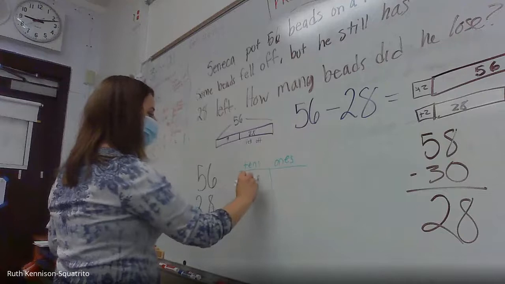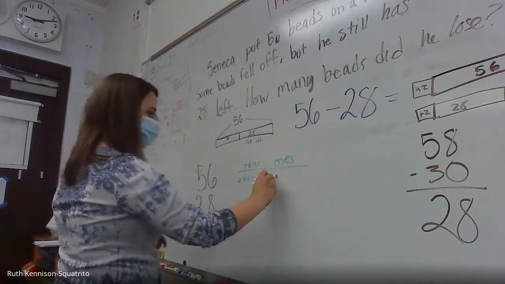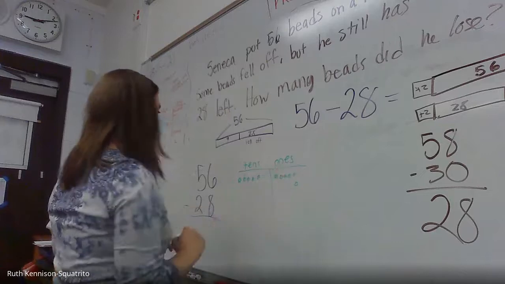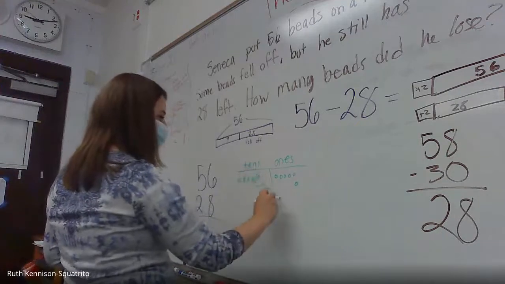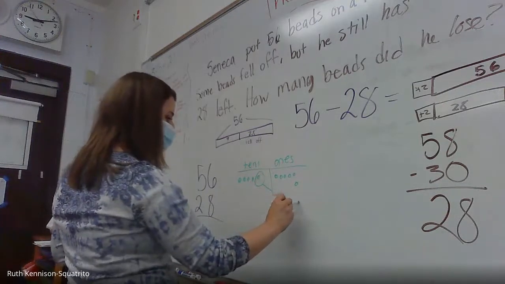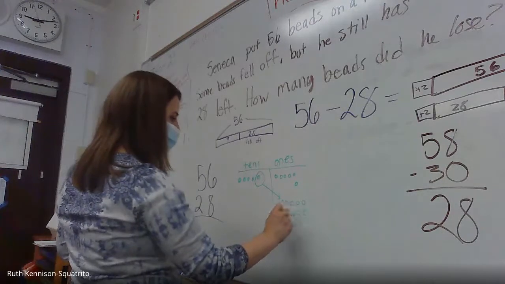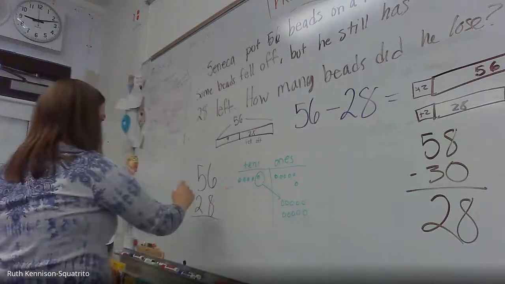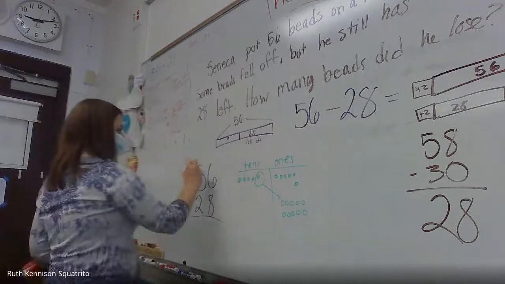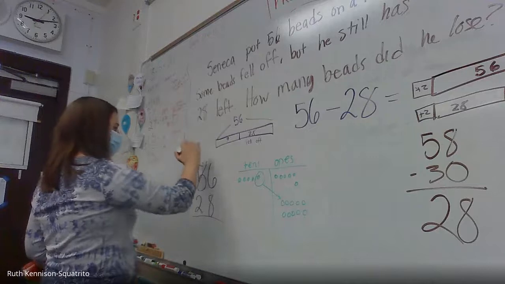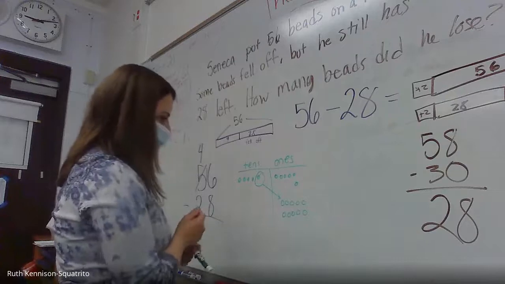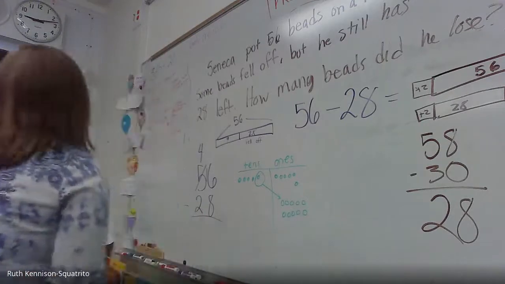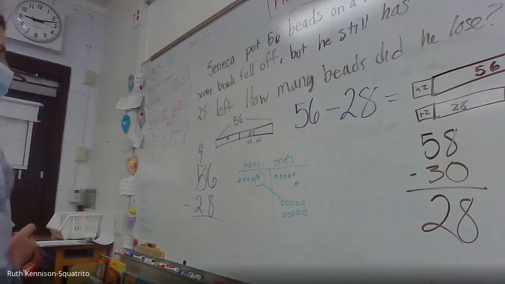1, 2, 3, 4, 5 tens, right? And 1, 2, 3, 4, 5, 6 ones. Minus 8. Well, we can't take away 8 from 6, so we're going to have to move your group of 10 over. We take away from our 5, only take away 1. You have 4 left. This is now 16 minus 8. What's the problem? 56 minus 28, right? Because there were 56 beads.